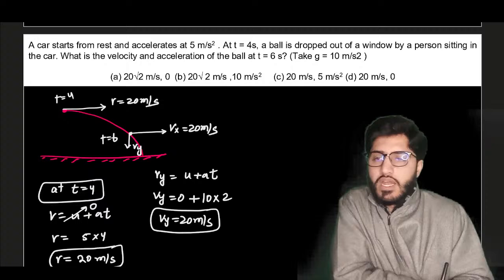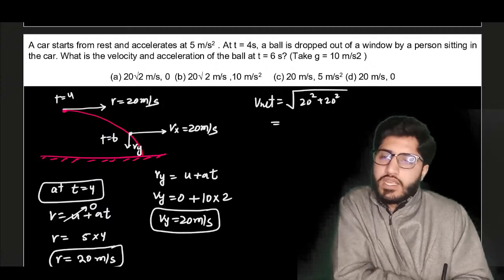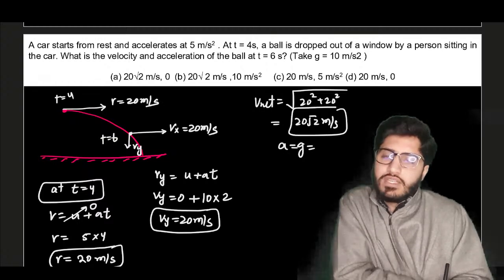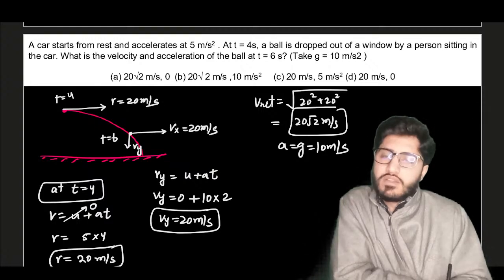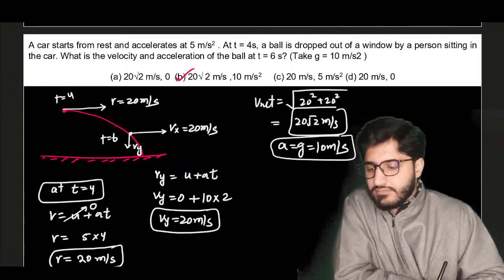Done. And what is V net now? Is it 20 square plus 20 square root? So I can write 20 under root 2 meters per second. And what is acceleration? Is it g? Yes, 10 meters per second squared. So which option is correct now? B option is correct. Done.